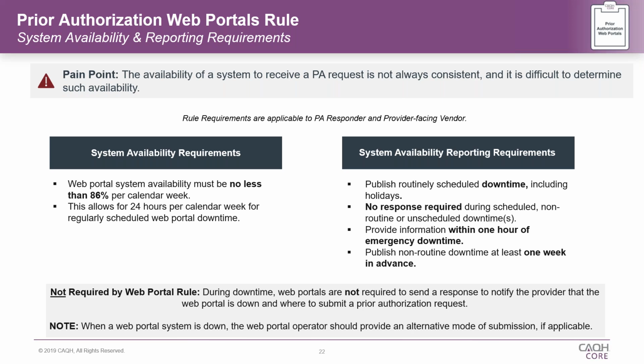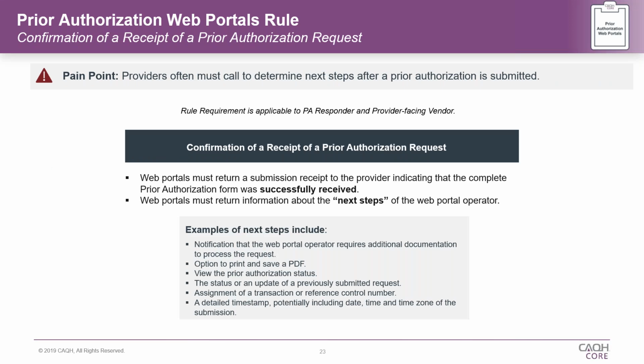Next slide. Thank you. The prior authorization web portal rule also requires that health plans and vendors return a submission receipt to the provider indicating that the prior authorization form was successfully received and notifying the web portal operator of any next steps unless the system is down and therefore unavailable to process requests.